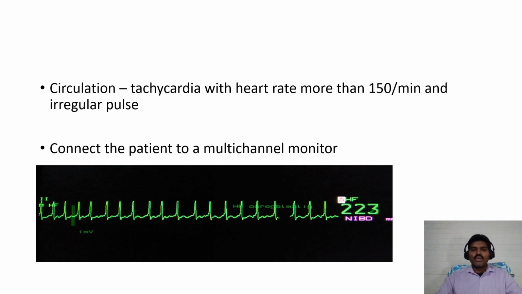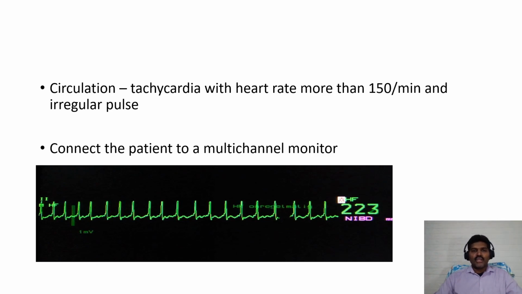You support the breathing with oxygen, whatever means needed. If intubation or mechanical ventilation is needed, you get on with that, and then you proceed to check the circulation. When you are checking the circulation in this particular patient, there is tachycardia with a heart rate of more than 150 per minute, and the pulse is irregular.